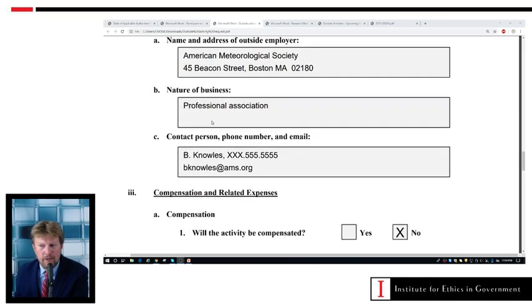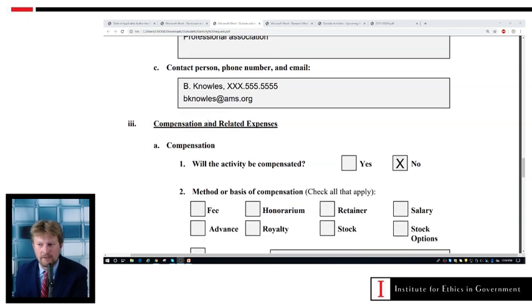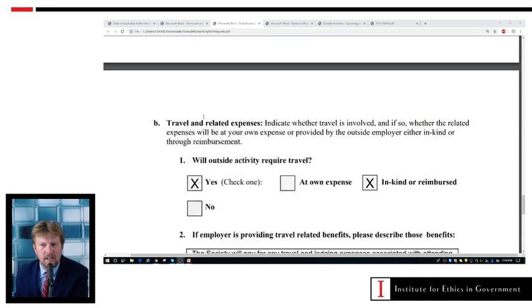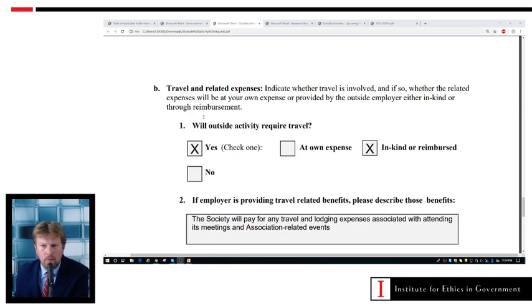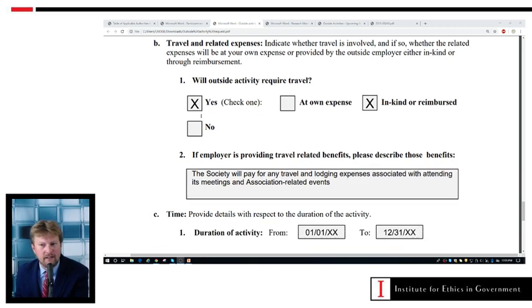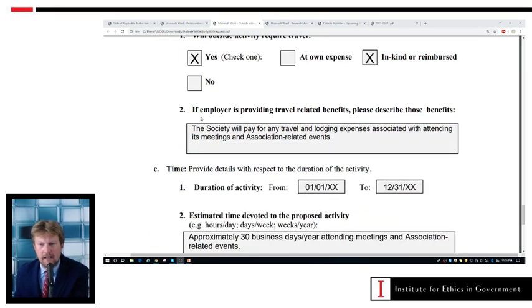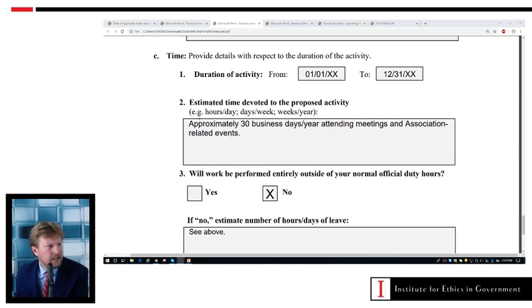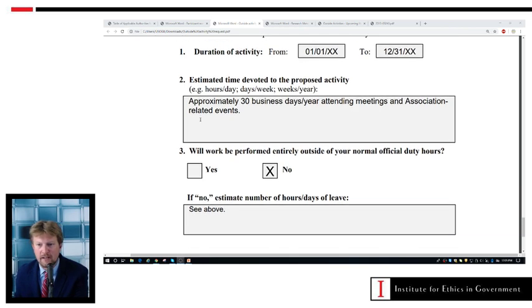We have some other information about the society. We could probably look them up on the internet. We know it's a professional association. We know that she's not being compensated, or at least she's telling us she's not being compensated. We know that she may need to travel for this activity, and that the travel will be paid in kind. And she describes some of those benefits. So these are going to be important facts to have as we conduct some parts of our analysis. And we have an indication about how much time she thinks she's going to spend doing this work.